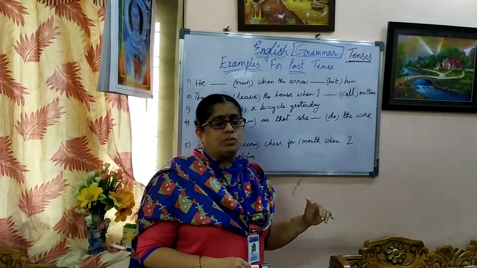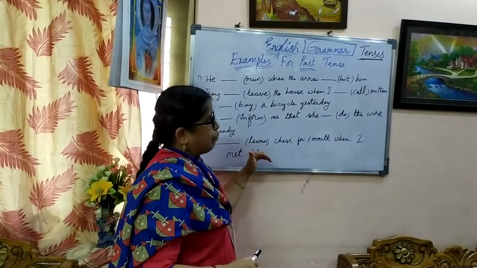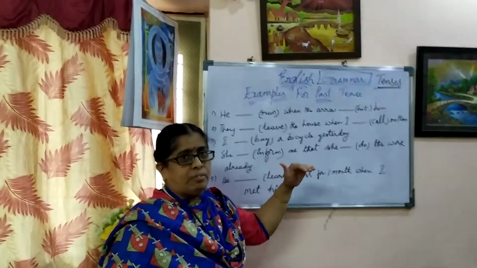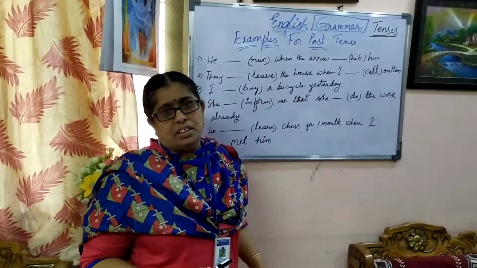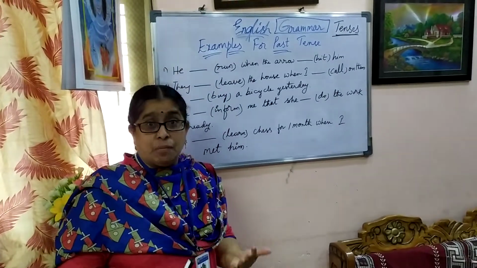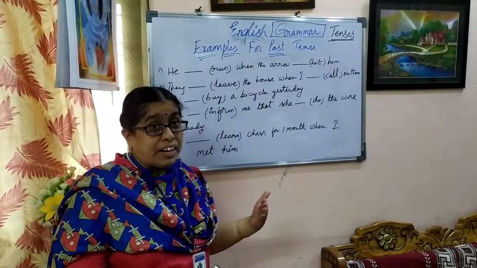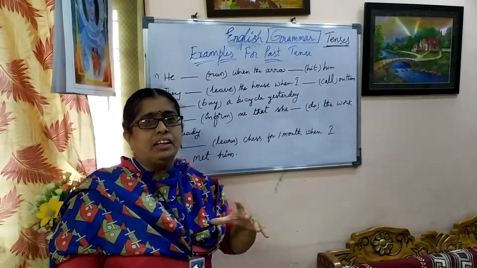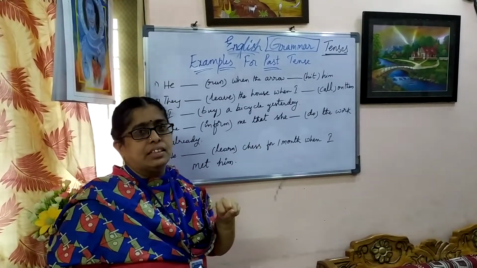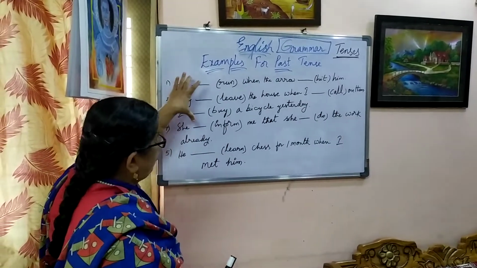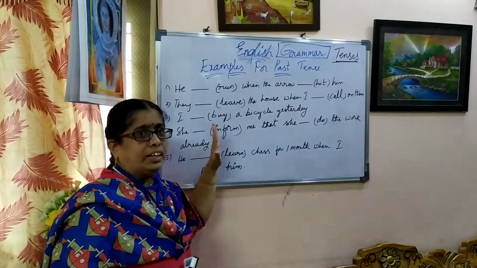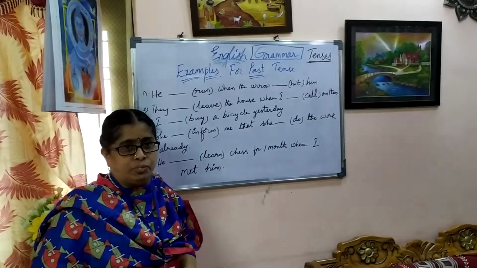In today's class we are going to learn examples in different situations, how to use the different past tenses: where we have to use simple past, where past continuous, where past perfect, and where past perfect continuous. To explain all these four subtenses, I wrote a few examples on the board. Look at the board and listen to me very carefully, all of you.